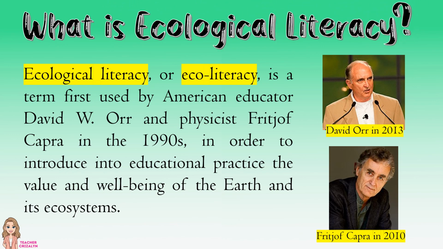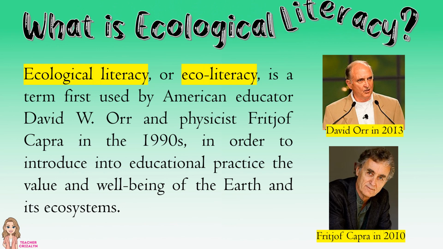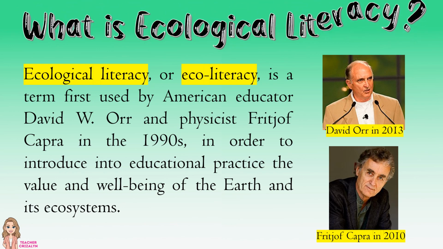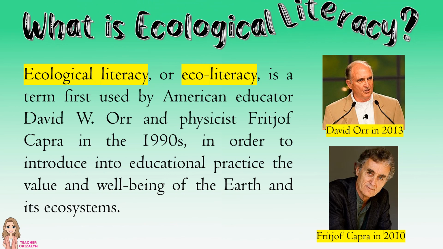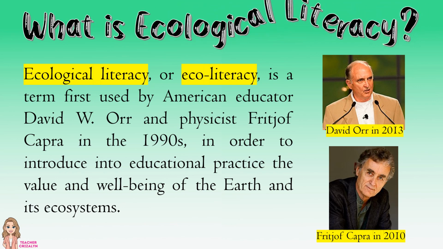Capra was born on February 1, 1939. He is an Austrian-born American physicist, systems theorist, and deep ecologist. In 1995, he became a founding director of the Center for Ecoliteracy in Berkeley, California. He is on the faculty of Schumacher College.